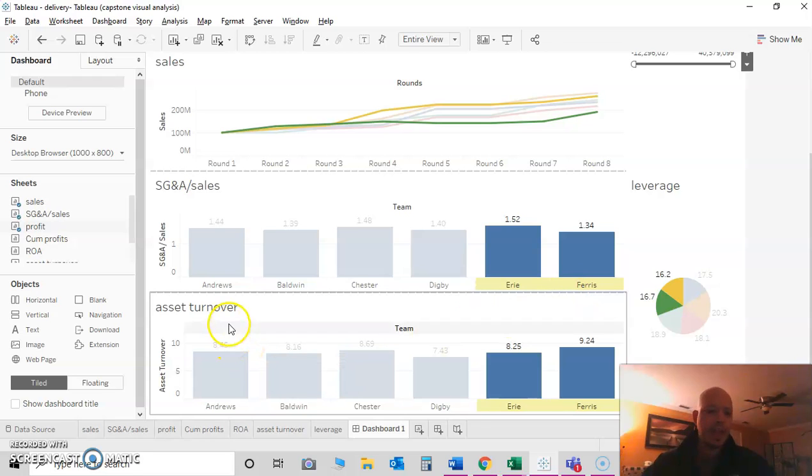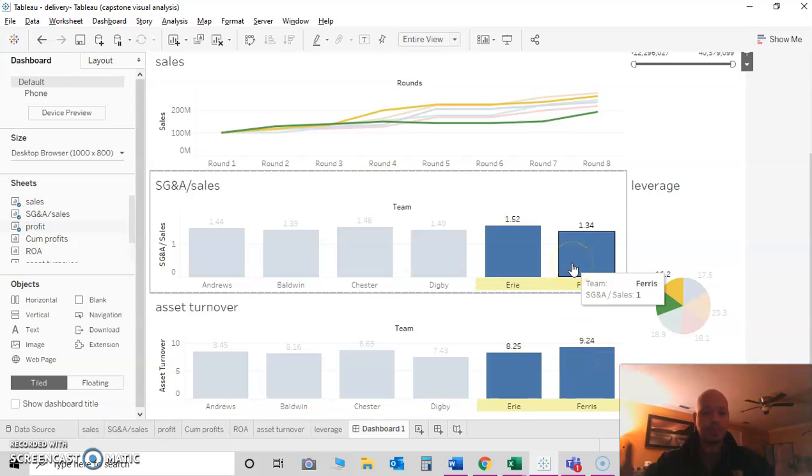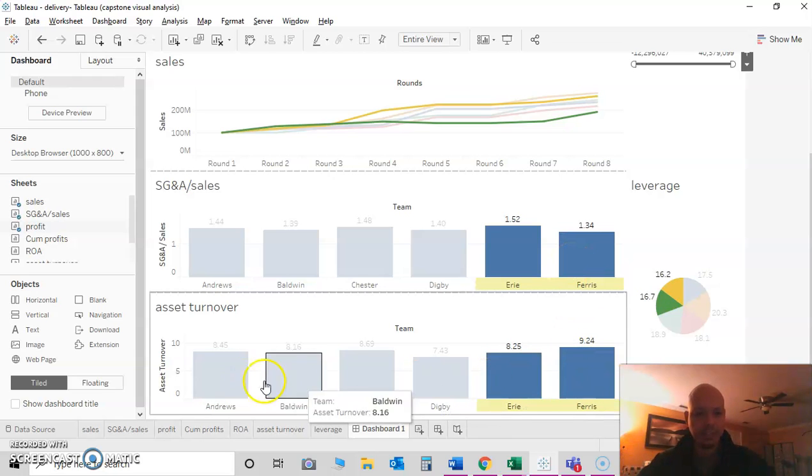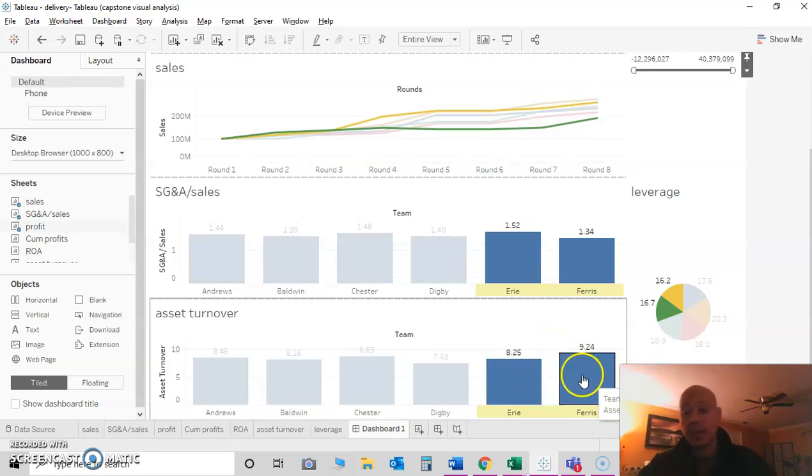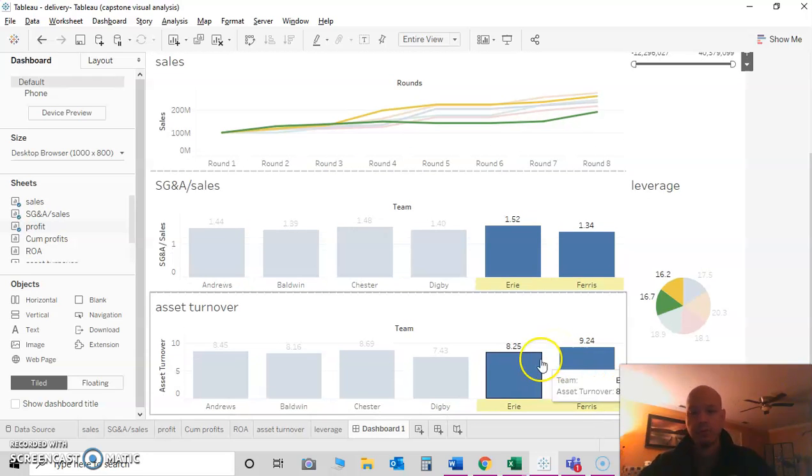For example, down here with assets turnover ratio, we can see, again, this is over the span of the 8 periods, and this can be seen as a scorecard, so to speak, and the goal is to be as high as possible. 9.24 versus 8.25, almost a whole unit apart. So this is saying basically for every dollar of assets, how much sales are you getting, right? So Ferris is being, again, much more efficient, squeezing much more out of every dollar of assets.